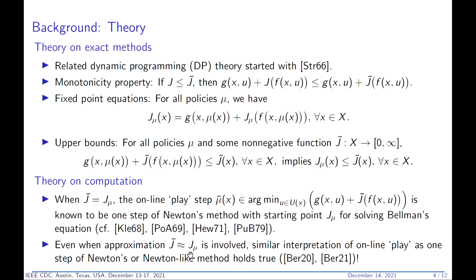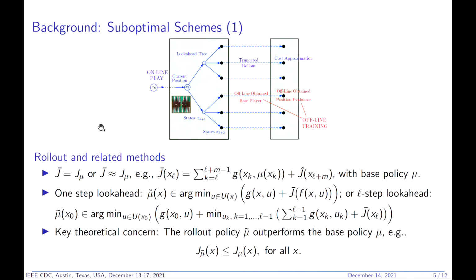And this has a major implication, because it means the cost function J mu tilde we get by online play is much closer to J star compared to the distance between J bar and J star, due to the superlinear convergence of Newton's method. And this motivates our study on rollout and its related approaches.